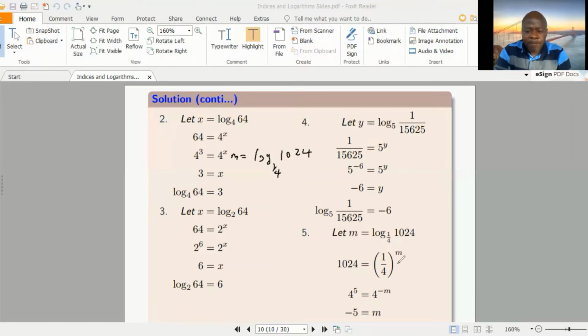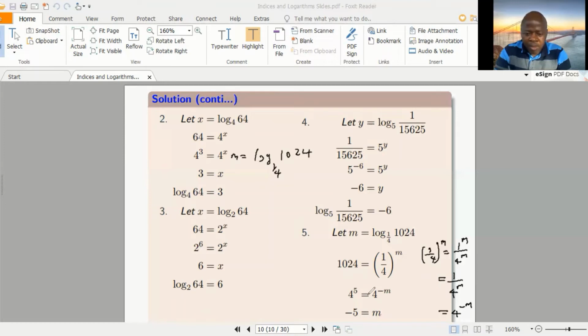And then this one, a quarter raised to m, is the same as 1 raised to m out of 4 raised to m. But 1 raised to m is just 1. 1 raised to any number is just 1. So this is the same as 1 out of 4 raised to m. Now I want the base to be in the numerator so that I can equate. So this is the same as 4 raised to negative m. So that is why you see this 4 raised to negative m.